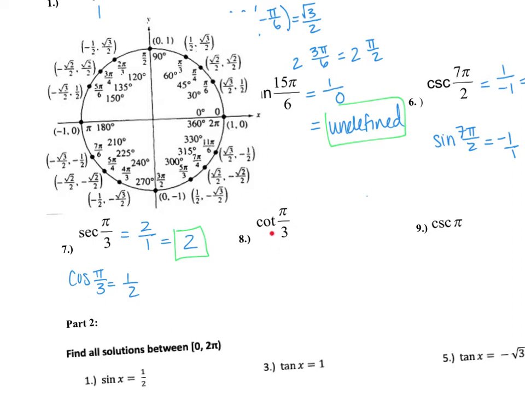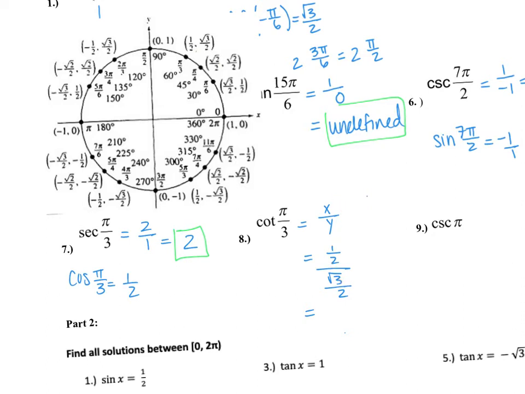Cotangent is a reciprocal of tangent, or you can just think of cotangent as x over y, since tangent is y over x. So if I were to find pi over 3, which is right here, I would take my x value, which is 1/2, and my y value, which is root 3 over 2, and divide. So I took the x value first, put it on top, and then the y value on the bottom, because that is what cotangent represents.